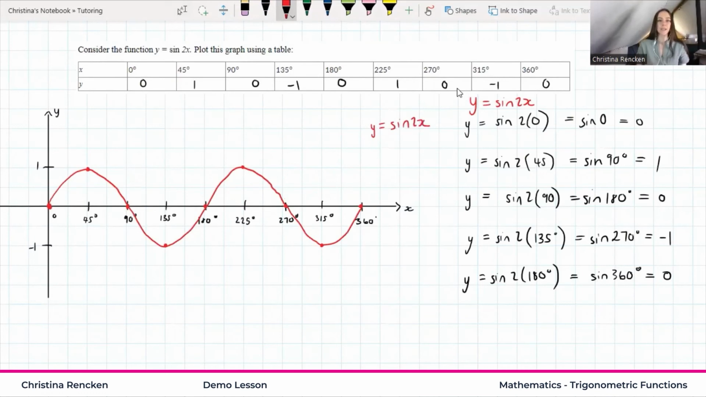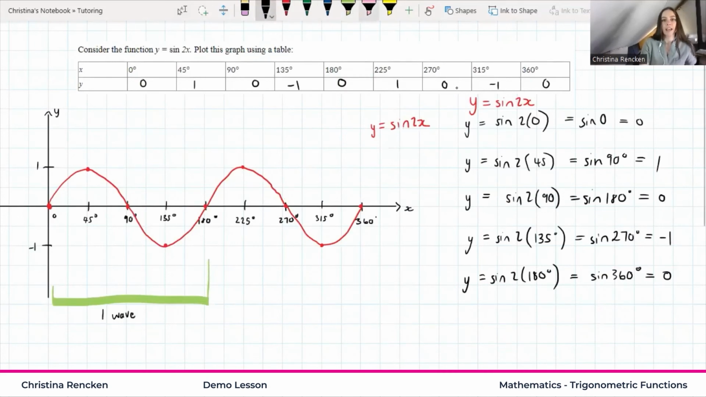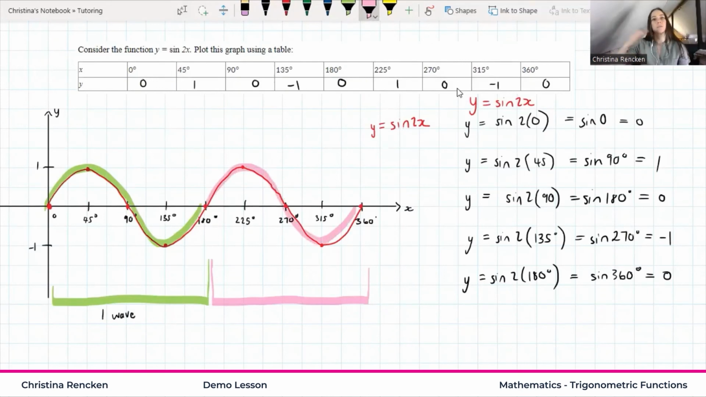And we can see here from 0 to 180, that is one wave or one cycle. And then from 180 to 360, we have another wave. And we can see this because it goes up and then down and it's ready to go up again. That's our first wave. And our second wave is then the same pattern, and it will repeat itself over and over again. So now the period of the graph has been compressed.